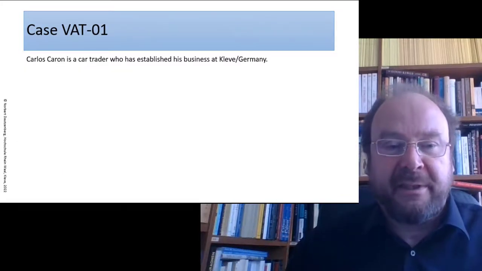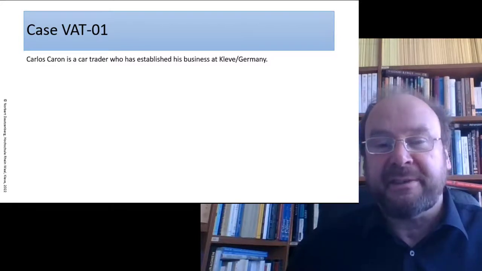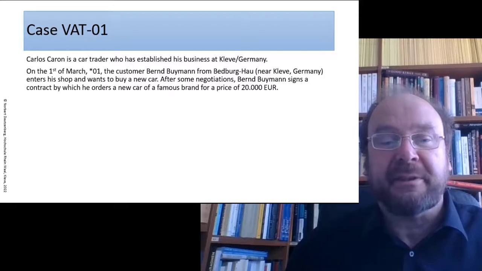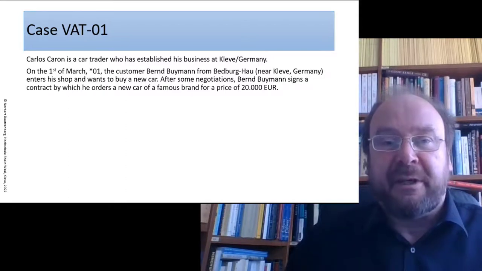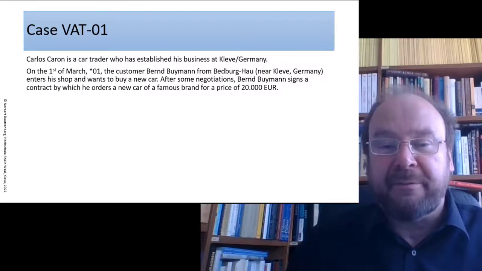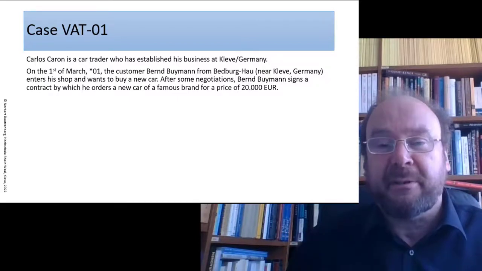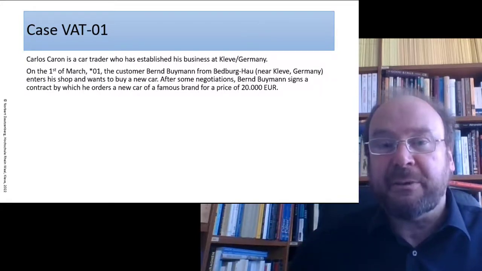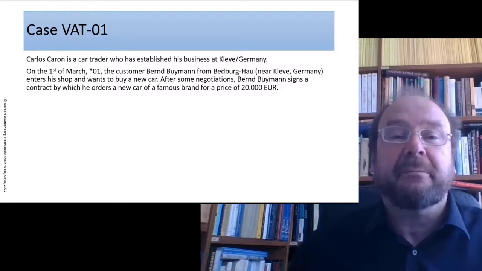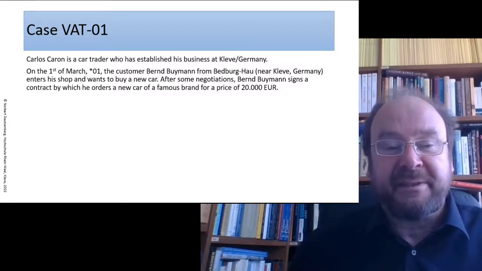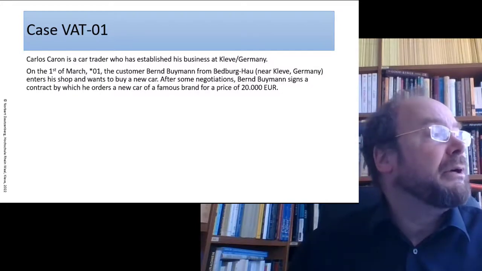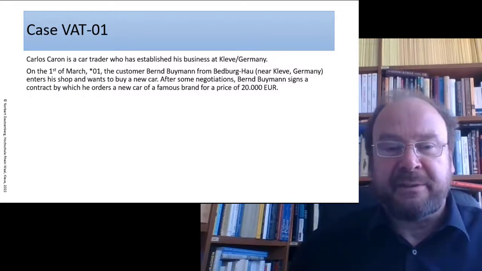Carlos Caron is a car trader who has established his business at Kleve, Germany. Naturally, we want to have a simple case for starting. And on the 1st of March in year one, the customer Bernd Beimann from Bettburghau, that's a small town near Kleve, Germany, enters his car shop in Kleve and wants to buy a new car. Well, after some negotiations, Bernd Beimann signs a contract by which he orders a new car, a famous brand, for a price of 20,000 euro.